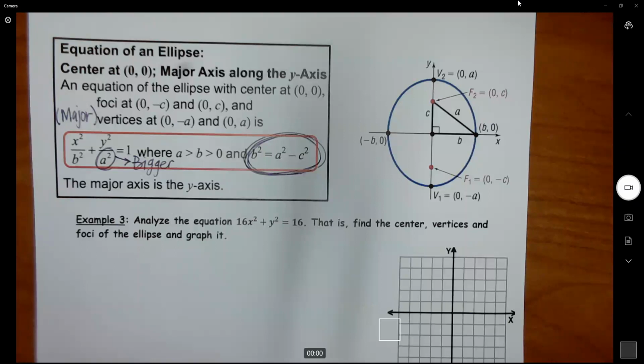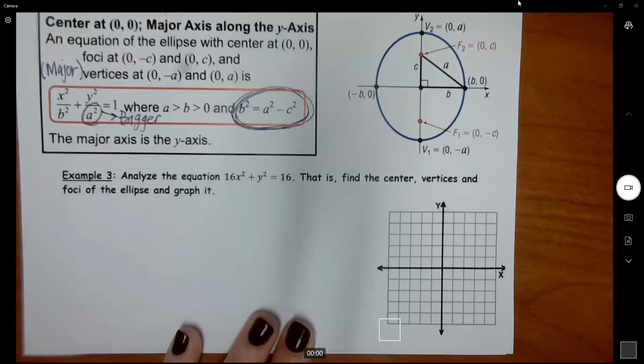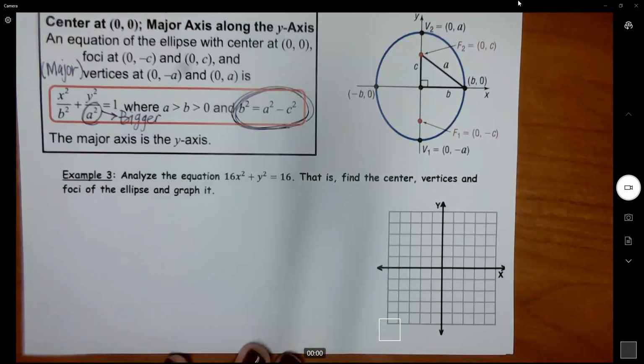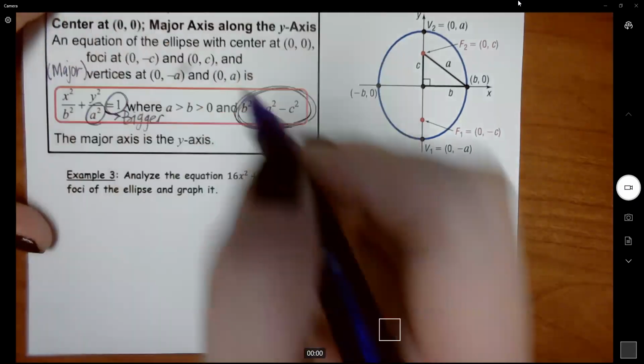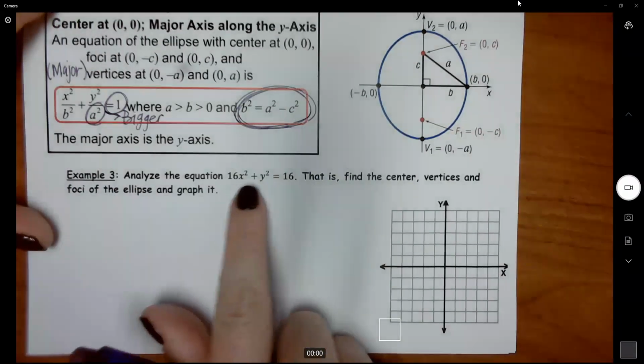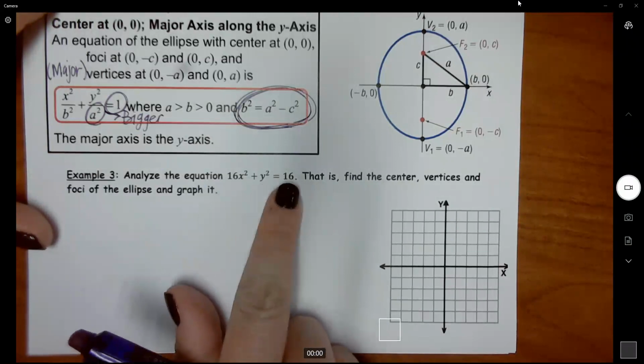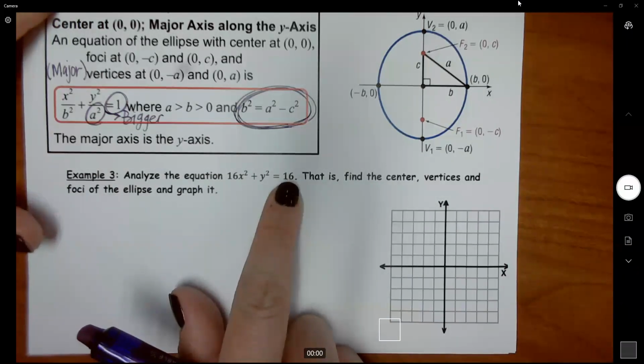Okay, so example 3: analyze the equation. That is, find the center, the vertices, and the foci of the ellipse, and graph. I forgot to say this last time too, and I forgot again: this equation here always needs to equal 1. So when I look at this equation here, I notice that it equals 16.